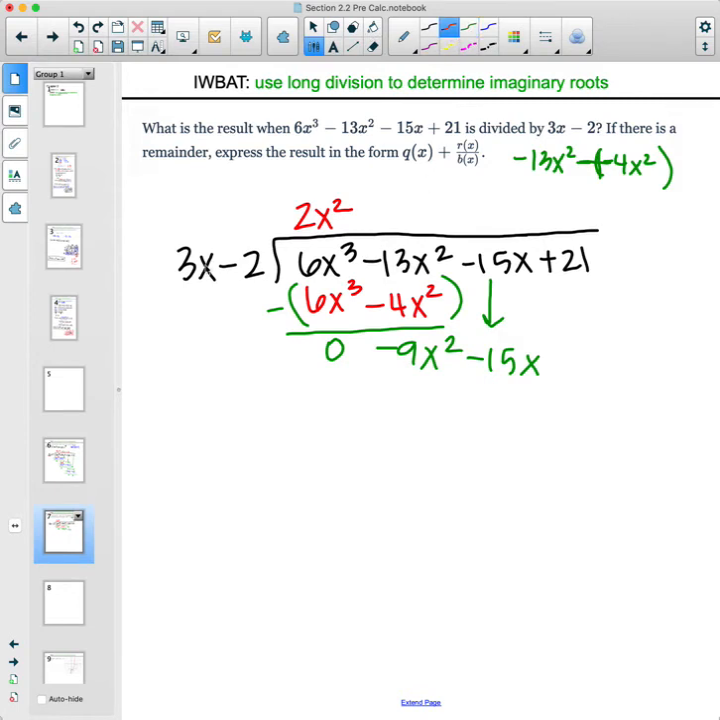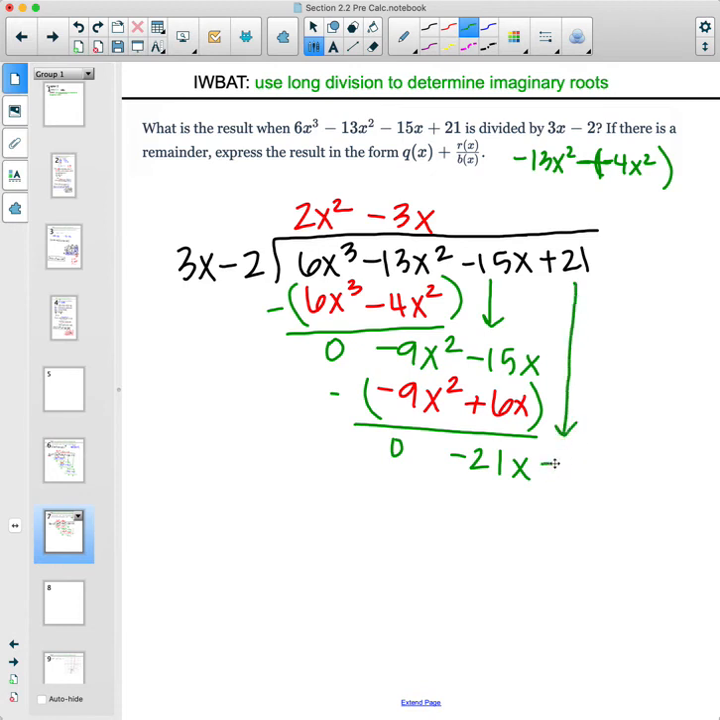Then start over. So what times 3x gives me negative 9x squared? So negative 3x. Multiply and get negative 9x squared. Multiply times negative 2 to get plus 6x. Subtract. So negative 9x squared minus negative 9x squared is 0. Negative 15x minus 6x is negative 21x. Carry down your term. Start over.